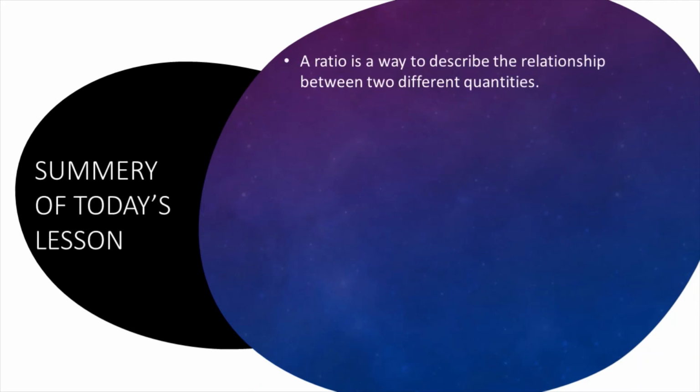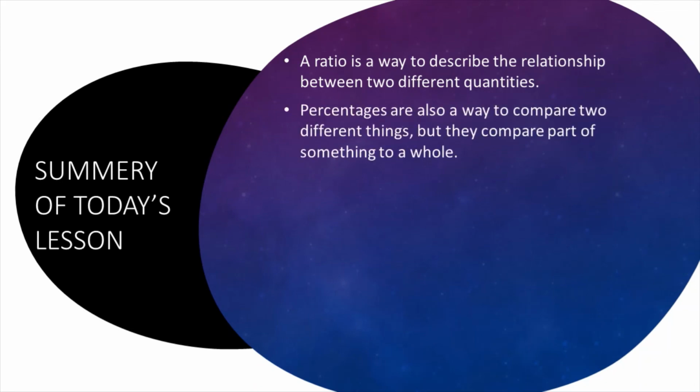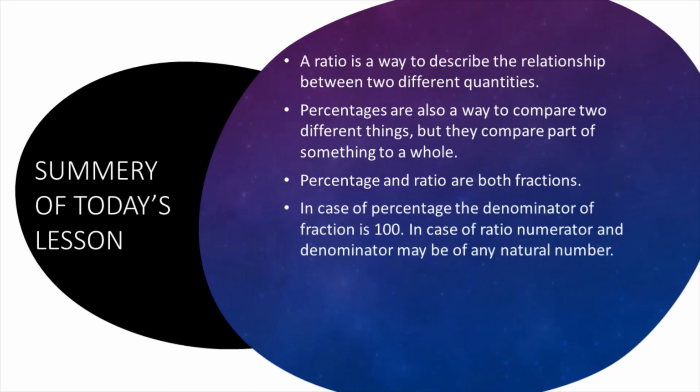So, summary of today's lesson. A ratio is a way to describe the relationship between two different quantities that you have already learned. Percentages are also a way to compare two different things, but they compare part of something to a whole. Percentage and ratio are both fractions. In case of percentage, the denominator of the fraction is 100.